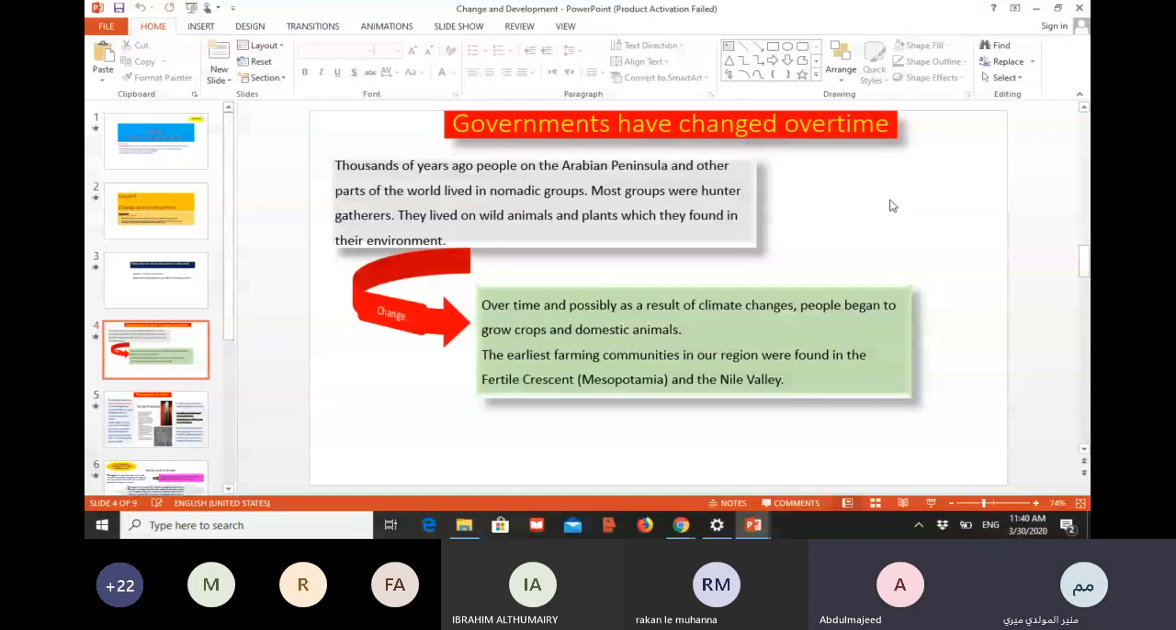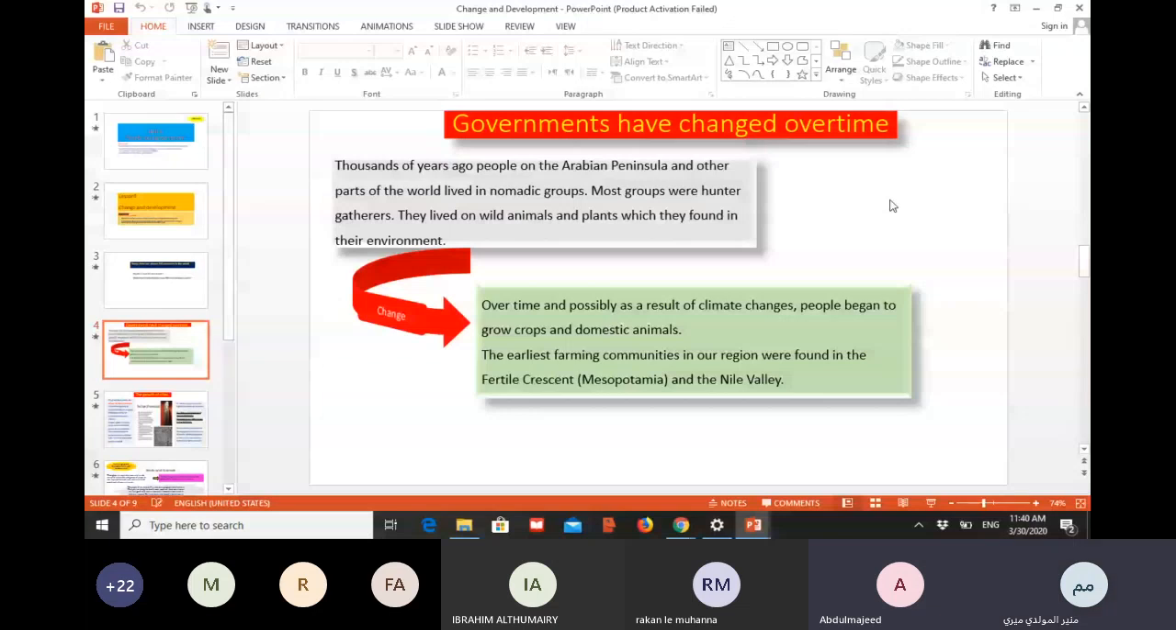Governments have changed over time. Thousands of years ago, people on the Arabian Peninsula and other parts of the world lived in nomadic groups. Most groups were hunter-gatherers. They lived on wild animals and plants which they found in their environments. Over time, and possibly as a result of climate change, people began to grow crops and domestic animals. The earliest farming communities in our region were found in the Fertile Crescent, Mesopotamia, and the Nile River Valley.